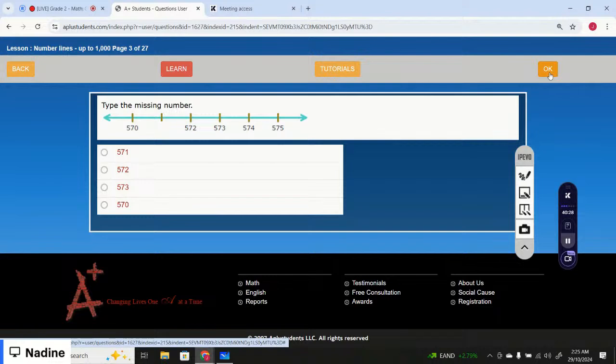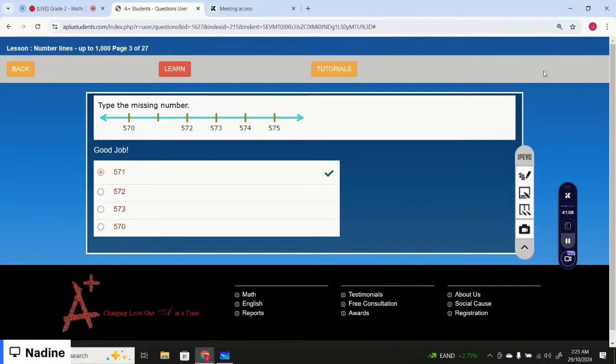Type the missing number. So which number is missing? The number between 570 and 572 is 571. Option number 1 is the correct option.